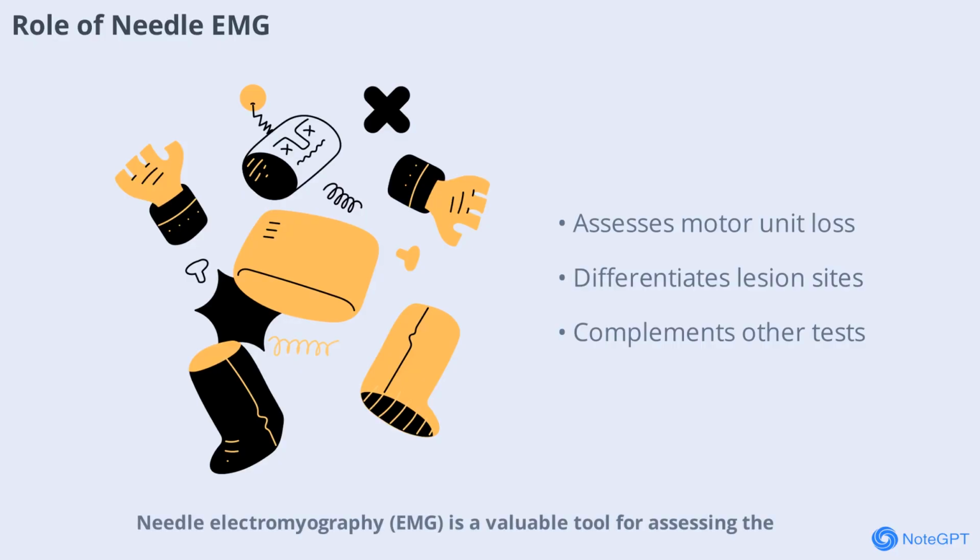Needle electromyography (EMG) is a valuable tool for assessing the extent of motor unit loss and denervation in the thenar muscles. By recording from multiple muscles, clinicians can differentiate between distal and proximal nerve lesions, as well as rule out more widespread neuromuscular disorders. EMG findings complement nerve conduction studies and ultrasound imaging.